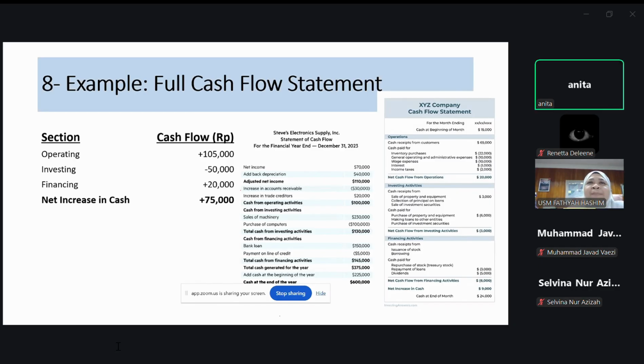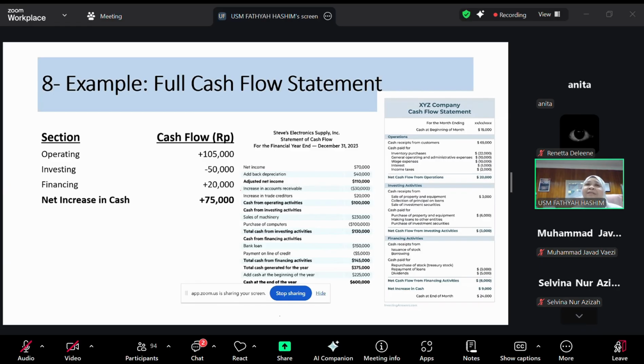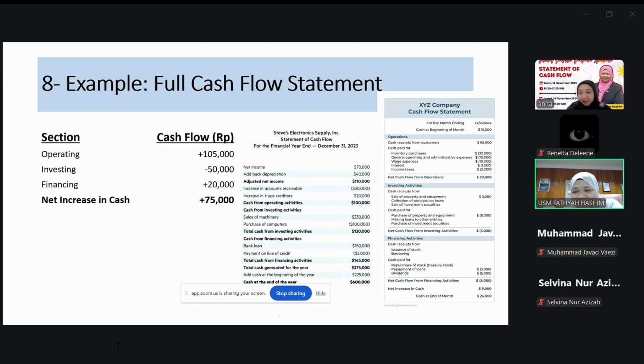There are those who are really brave enough to unmute and tell that XYZ or Steve is using the indirect method, or sometimes they just type their answer in the chat box. It depends on the preference of students. Is there an answer? Actually there is an answer from Camelia. She answers Steve Electronics. Both of them answered Steve, okay.